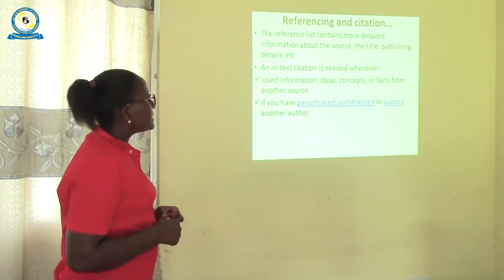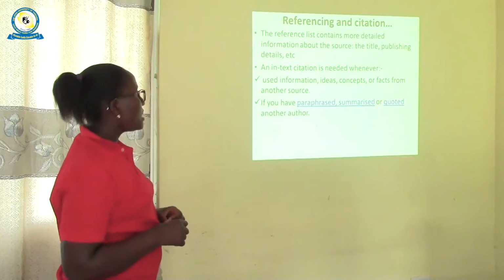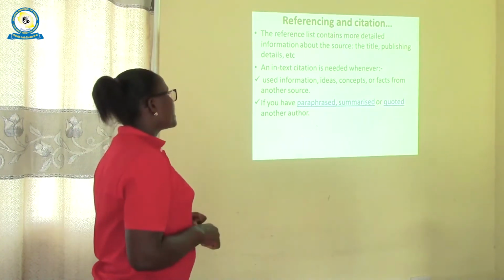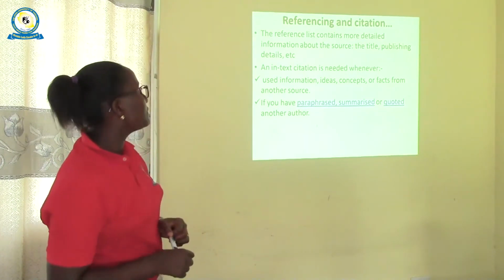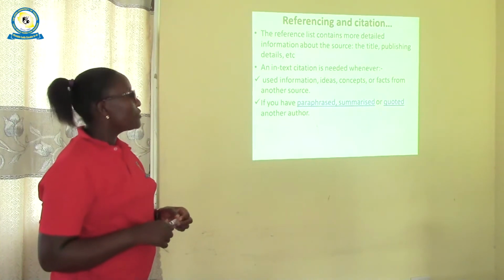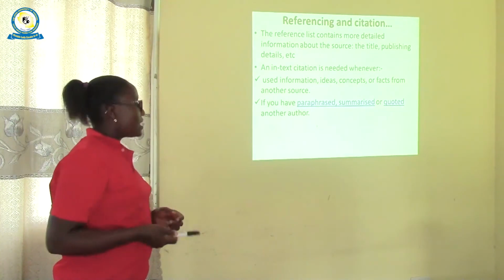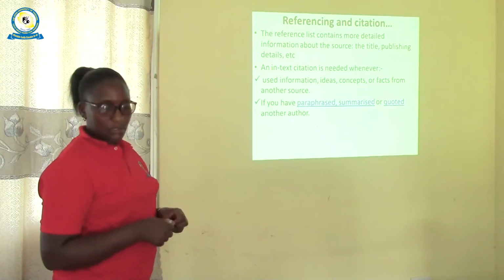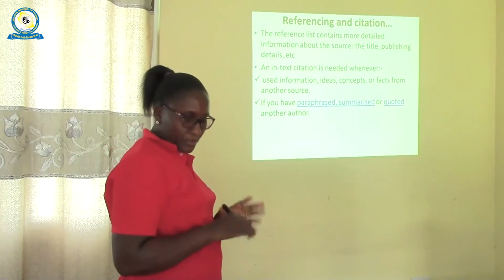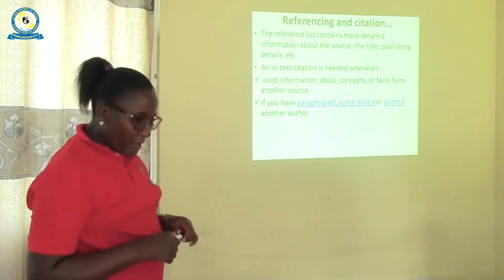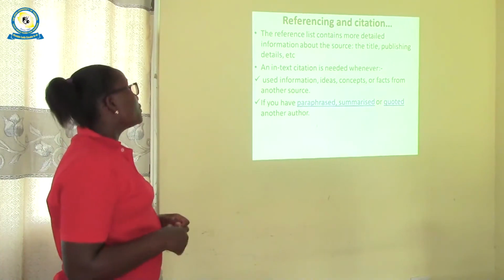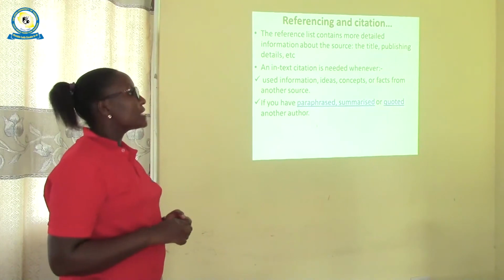An in-text citation is needed whenever you use information, ideas, concepts, or facts from another source. So you will have to use an in-text citation when you use information from another source, ideas or concepts from another source or different authors. If you have paraphrased, summarized, or quoted another author, you should also use an in-text citation.